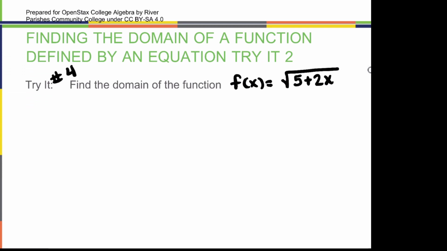Okay, so you guys try this one. Find the domain of the function f of x equals square root of 5 plus 2x, and unpause when you're ready for the answer.